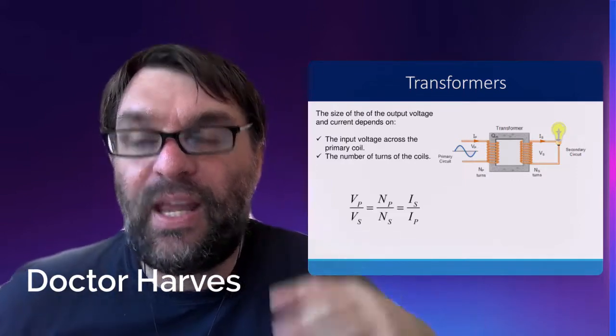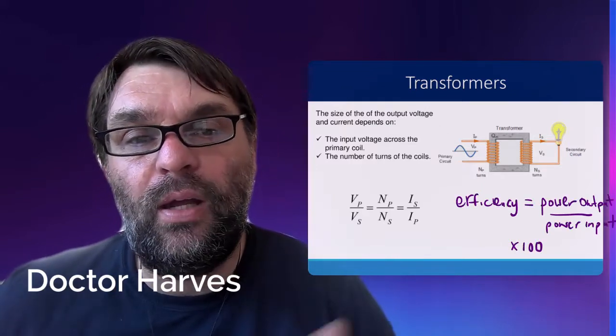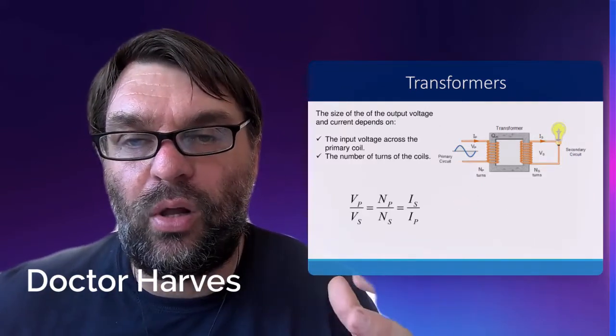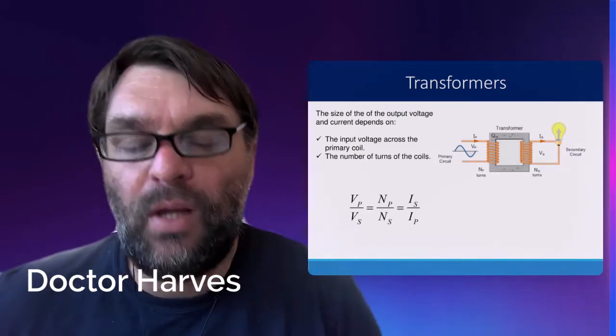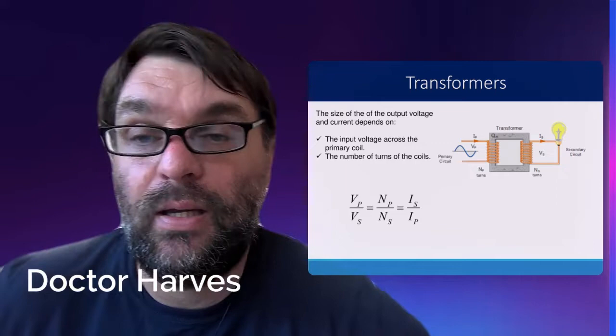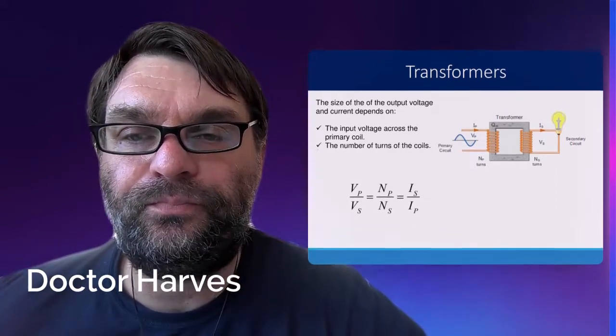Finally, as I've mentioned in this slide, efficiency is the power output from the secondary coil divided by the power input to the primary coil, times 100%. It's not usually 100% efficient due to energy losses.